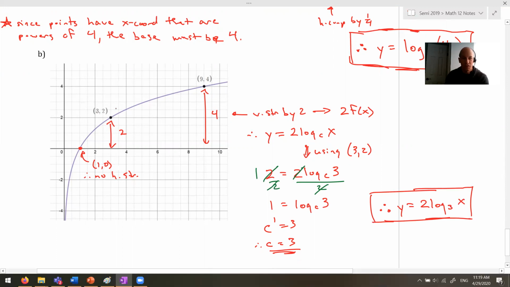Similarly, we could have looked at this and said, there's 3, there's 9. Those are all powers of 3. We could have said the base was 3 just based on the powers.